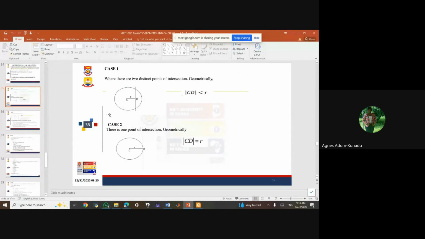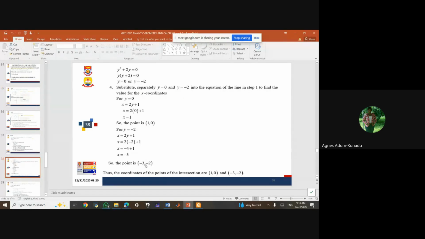Okay. So from what we saw, you've seen that we have 2 points of intersection. So the coordinates of the points of intersection are (1, 0) and (-3, -2).